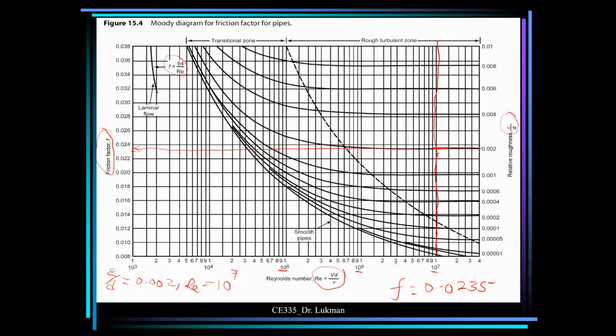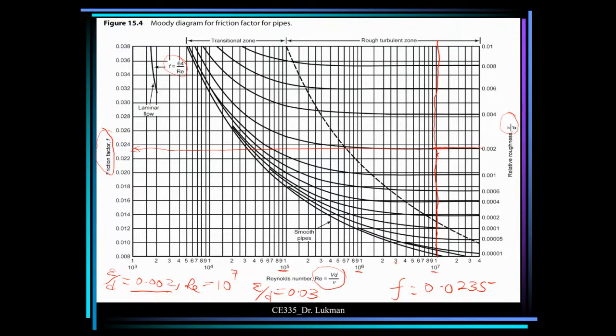Now, what about if we have a relative roughness not exactly corresponding to any of the curves here? Let's say 0.03. If the relative roughness is 0.03, how can we read off the friction factor?